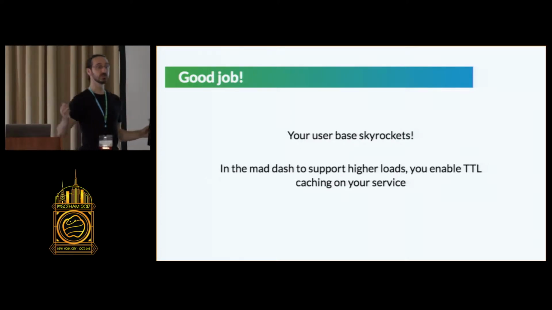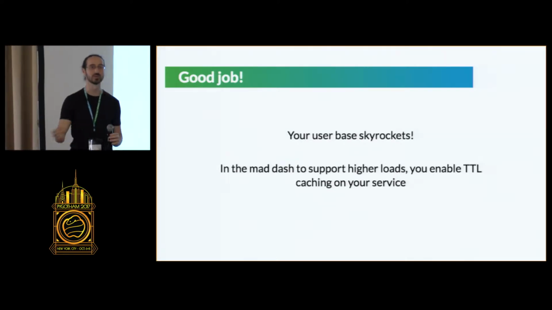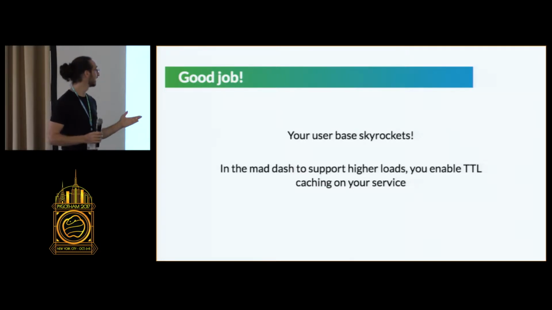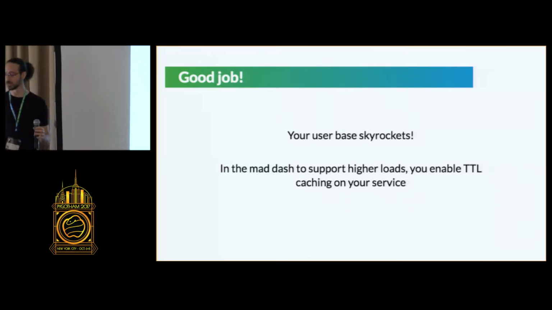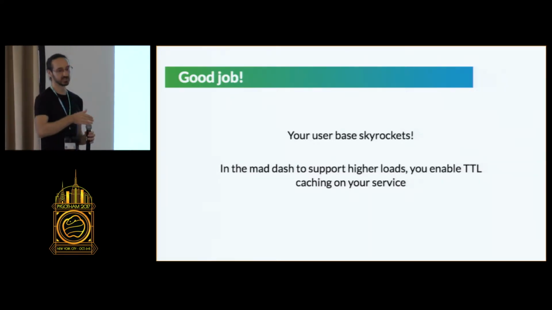So good job. Your user base skyrockets. As crypto's popularity has risen, so has your portfolio site. Everyone's happy, your advertising revenue is going up, but all your databases don't really scale that well at this load. So you're like, what do I do? You have to do something. So you enable TTL caching on your service. And in the immediate term, traffic drops at least to your backend servers.